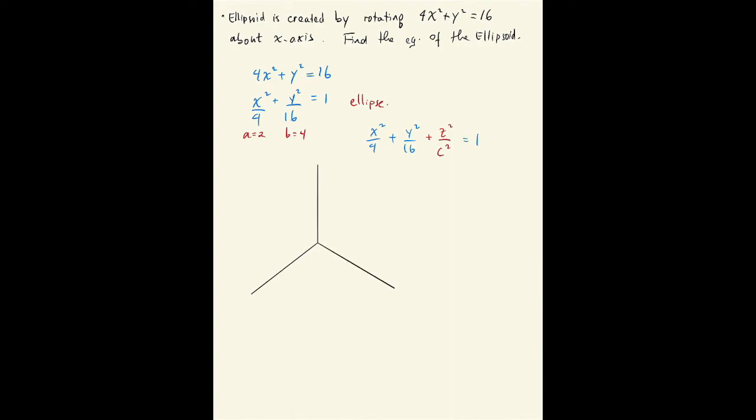Okay, any idea? If z is 0, we will get the original ellipse, as the question is. So let's just draw the original ellipse. So x over 4, so it should be 2, and y is 4.